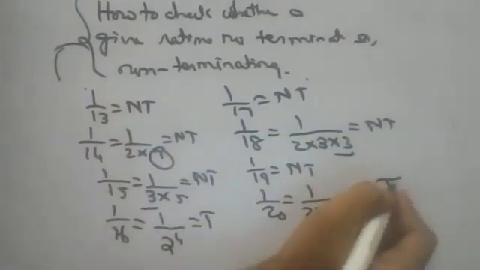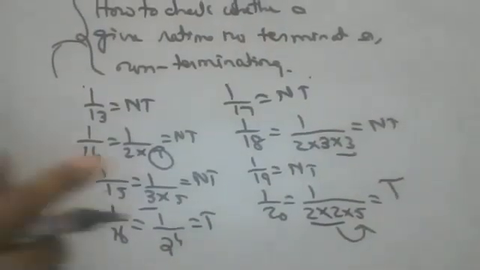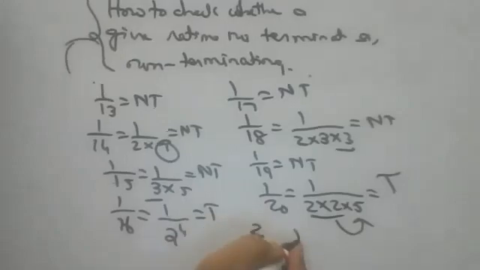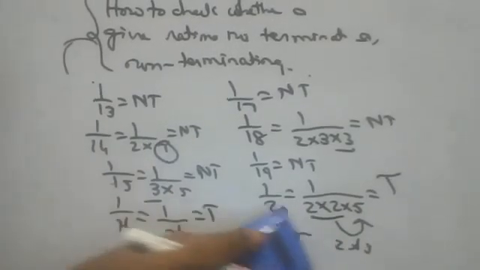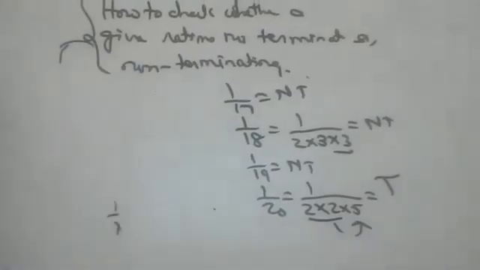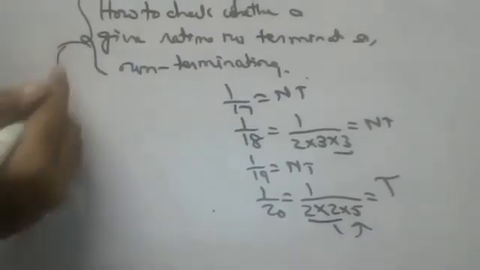Terminating. Very good. Why? Because only 2 and 5 are there. Very good, children. Only 2 okay, only 5 okay, only 2 and 5 okay. But no other number should be present. Try to understand, children. Okay, next. I am explaining with so many numbers, children.